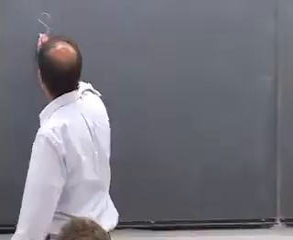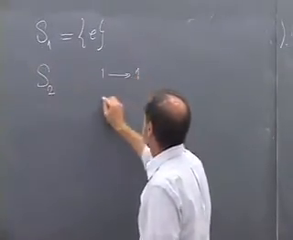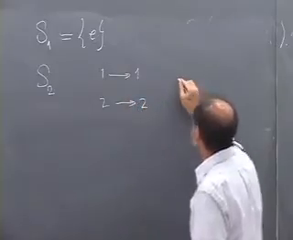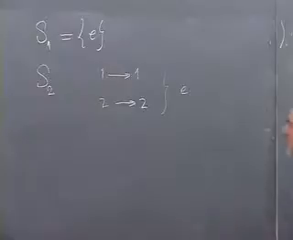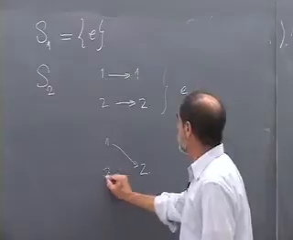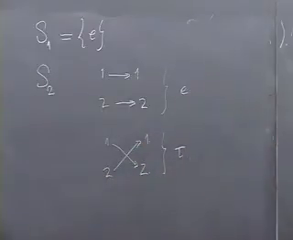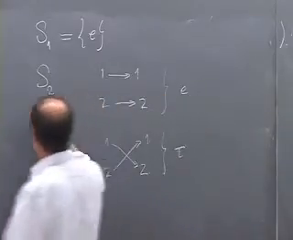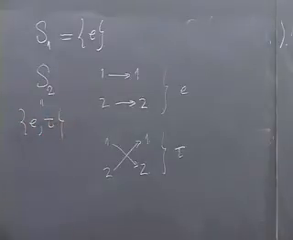How about S2? Well, there's the identity map that takes, let's write our permutation like this. This would be the identity permutation. It takes 1 to 1 and 2 to 2. But there's another element in this group that takes 1 to 2 and takes 2 to 1. Let's call that permutation tau. Okay, so S2 is a set which has 2 elements in it, E and tau. Those are the only possible permutations of 2 letters.